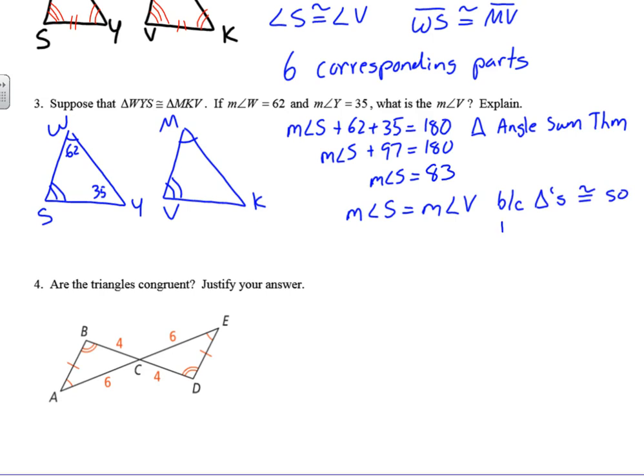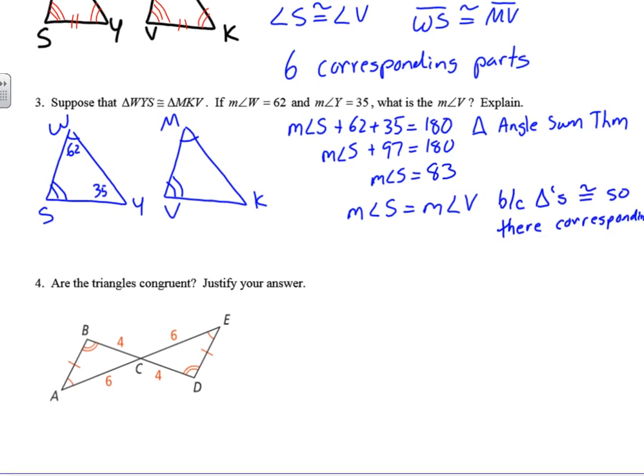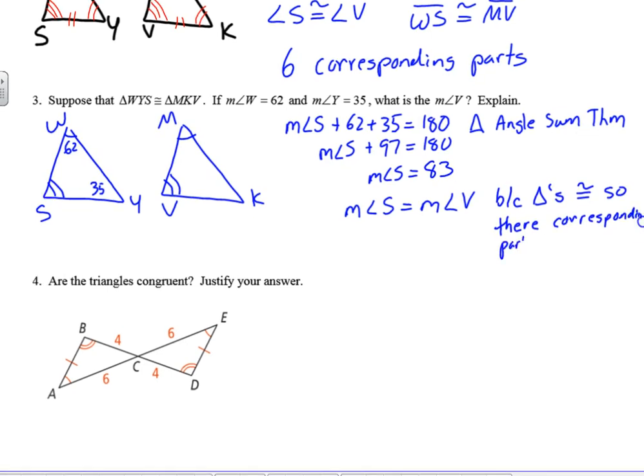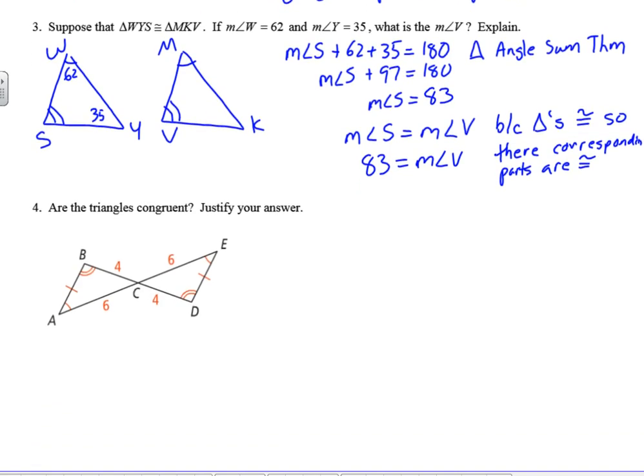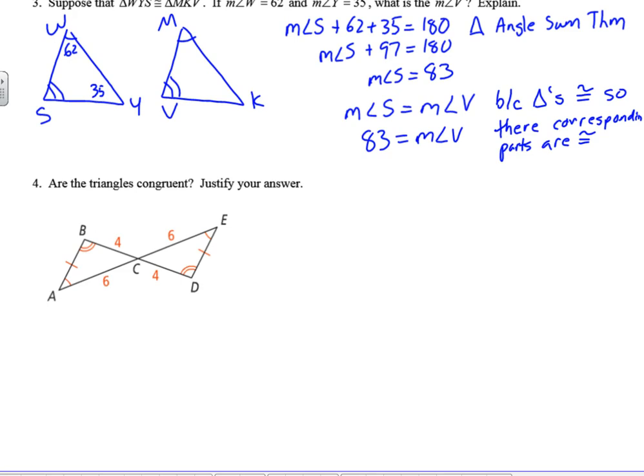So their corresponding parts are congruent. Corresponding parts are congruent. And S and V are those corresponding parts. So therefore 83 equals the measure of angle V. All right. So we have just different ways we can use it.